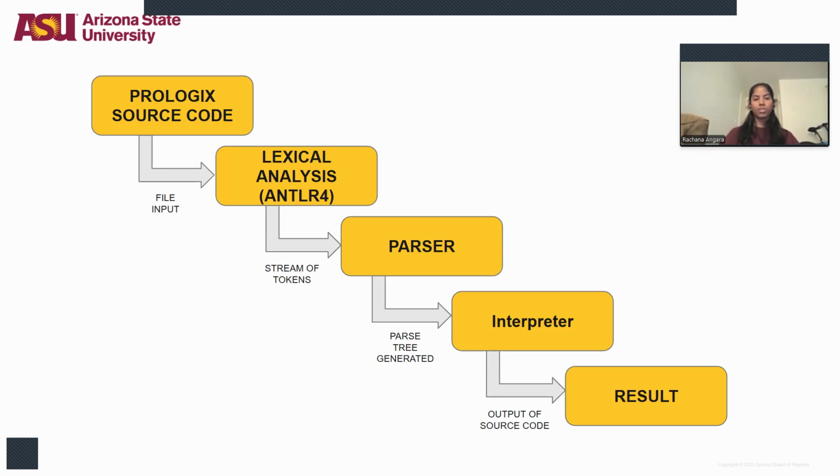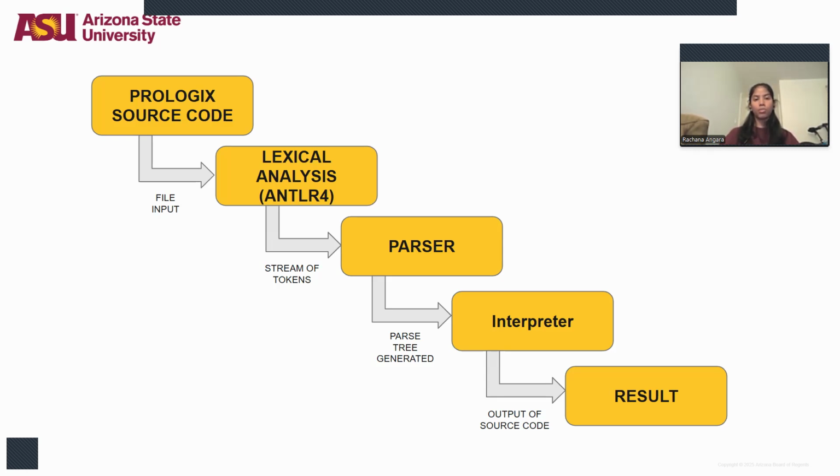After the parse tree is generated from the source code, our custom-built interpreter takes over. Our custom interpreter is built by extending the grammar's base visitor class generated by ANTLR. The interpreter uses the visitor pattern, evaluating each node according to the semantics we have implemented, such as variable assignments, control structures, or function calls, and ultimately produces the final output of the Prologix program.